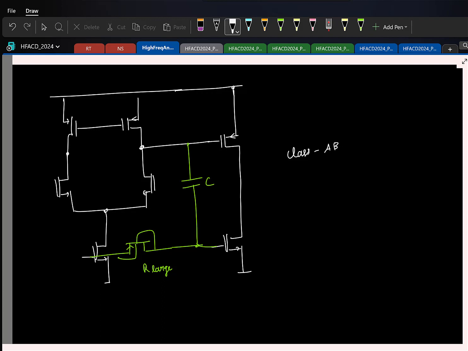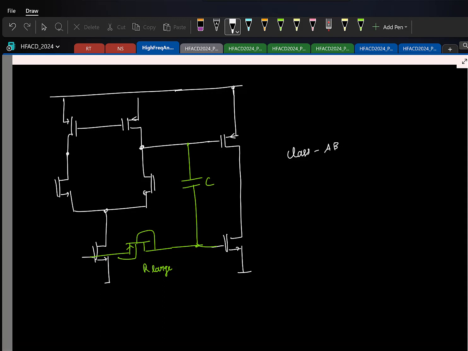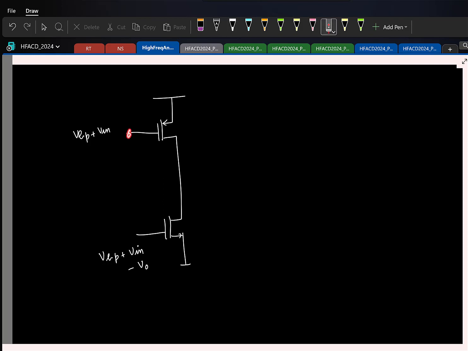So let me look at the problem once again. The bias voltage I get from the previous stage is compatible with the PMOS transistor. For the NMOS transistor, I need to have some other voltage. So let us say that voltage is some VBP plus Vin minus some V0. What is something I can put between these two so that this voltage is of the required value?